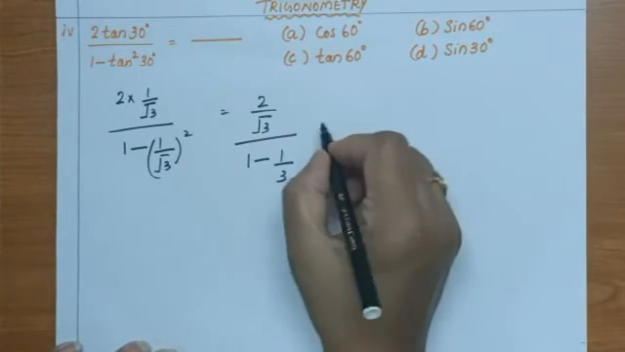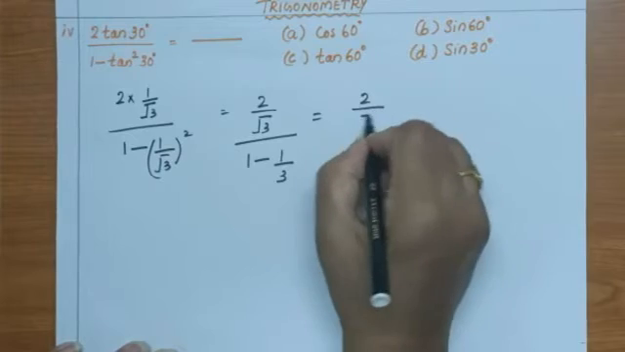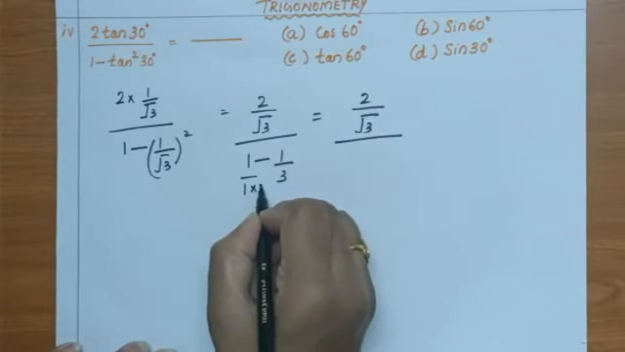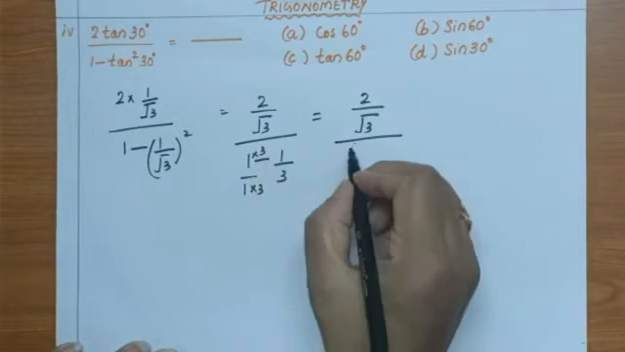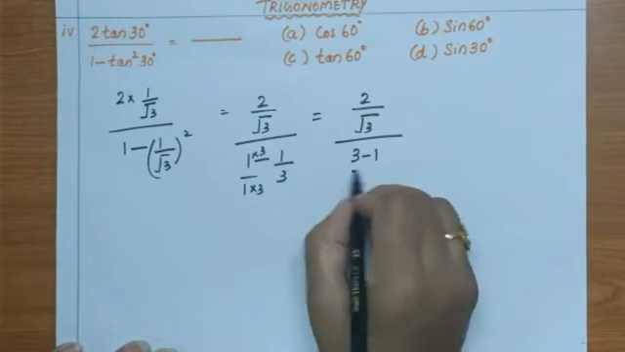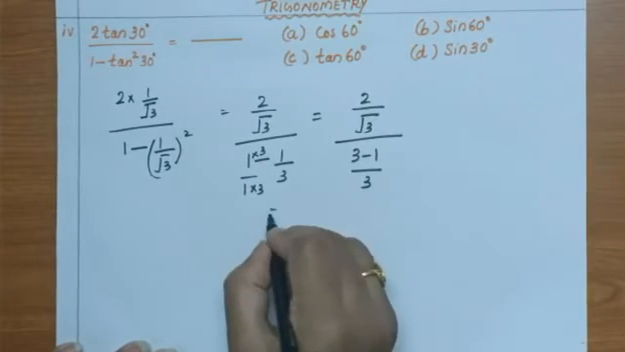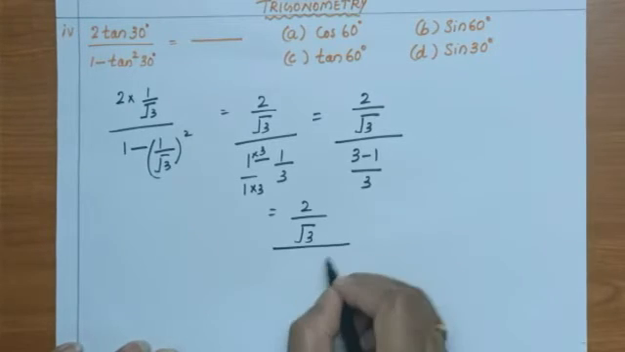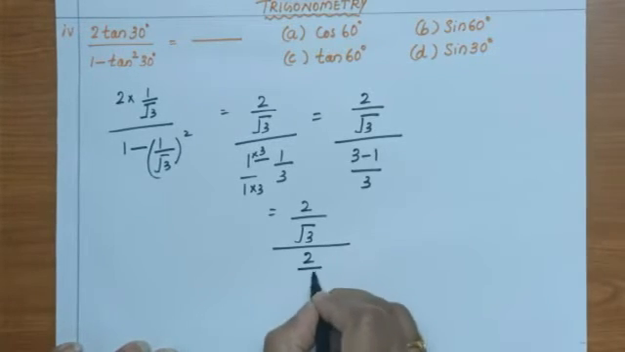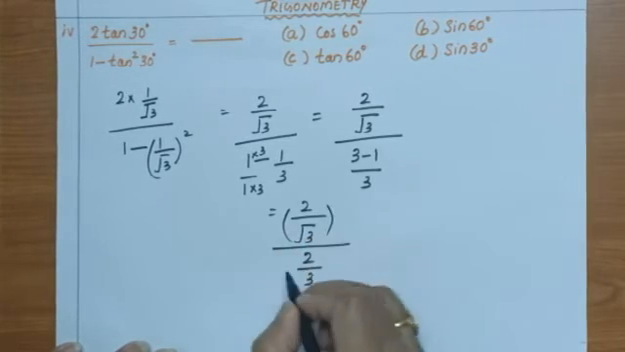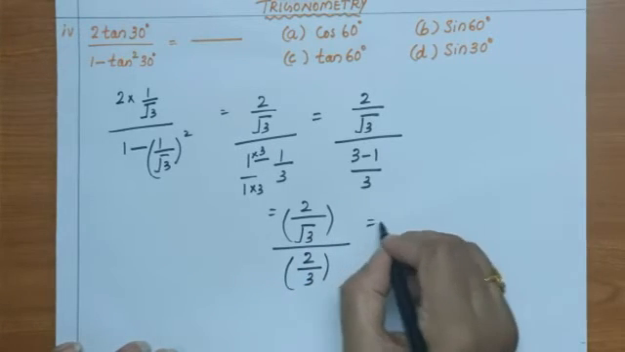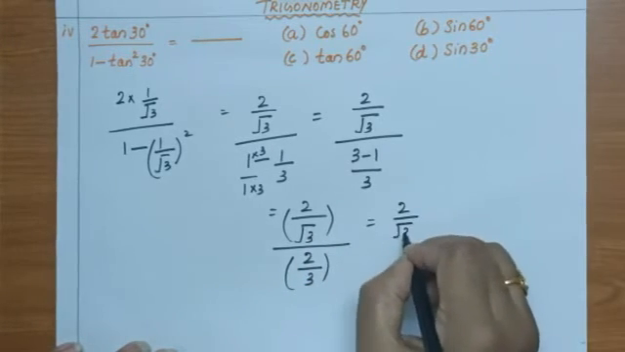That means 2 by root 3 divided by, here we can take the LCM. So 3 is the LCM. So we will get 3 minus 1 by 3. That is 2 by root 3 divided by 3 minus 1 is 2 by 3. Here we can consider 2 by root 3 as the numerator, 2 by 3 as the denominator. So 2 by root 3 divided by 2 by 3.